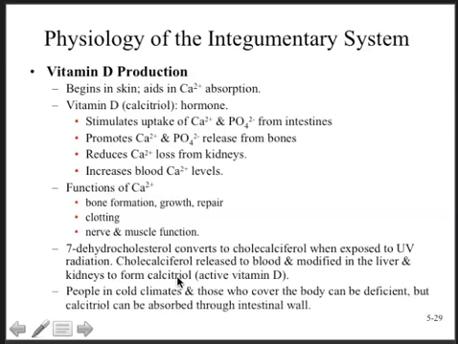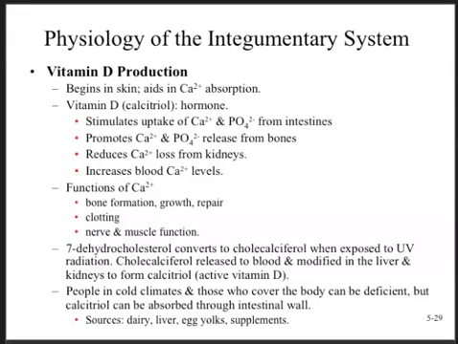People in cold climates and those who cover their body can be deficient in this compound, but calcitriol can also be absorbed through the intestinal wall. Again, though, it's going to be in small amounts. This is why consuming the precursor is the usual pathway for making the active form of vitamin D.